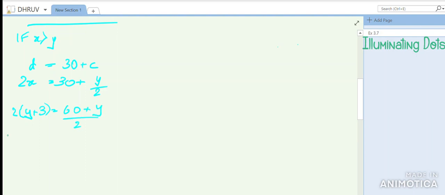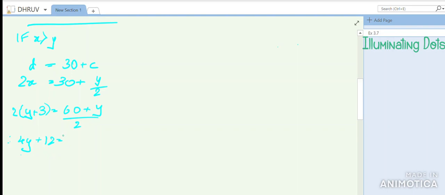Now 2 and 2 gets 4, so 4 into y is 4y, and 4 into 3 is 12. So I skipped 2 steps. You do not have to skip any. I hope you understood what I did. I took 2 to the LHS and then it got multiplied with this 2. So it became 4, and then 4 multiplied with this whole bracket gave me this answer here.